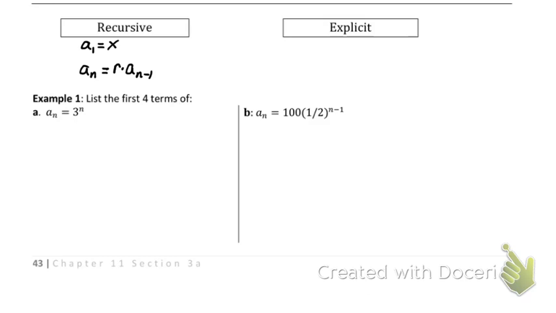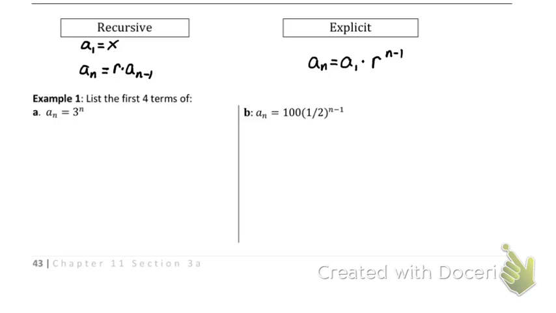For explicit, it's going to be a little bit different. We are going to go a sub n. Just like in the explicit form of arithmetic, we're going to start with our first term. But here's where it gets a little bit different. We are going to multiply by our R. And we can't just multiply by R. We're going to go R to the n minus 1.